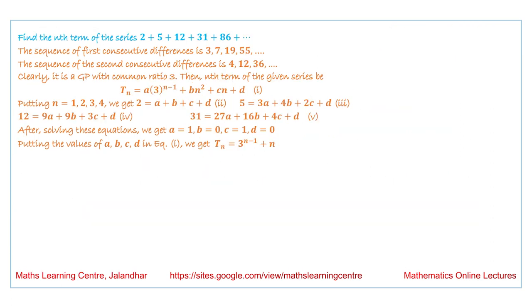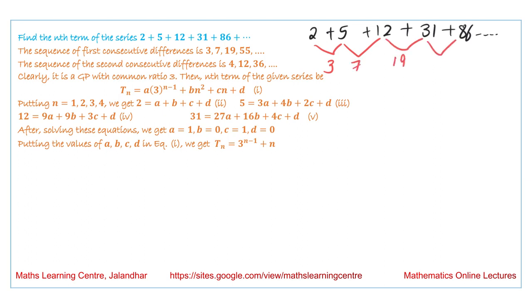Now next we have to calculate the nth term of this series. The terms we have over here are 2, 5, 12, 31, 86 and so on. Now if we calculate the differences, we have 3, 7, 19, 55 and so on. This is neither an AP nor a GP. The second difference when we calculate we get 4, then 12, then 36 and so on, and this is a GP, and the common ratio over here is 3.